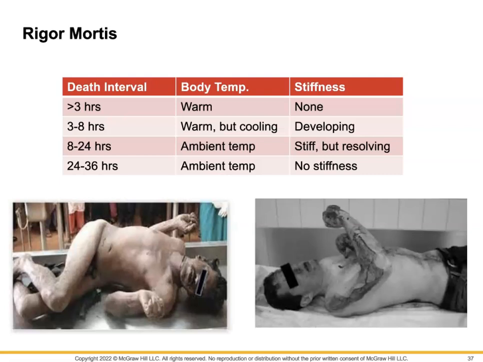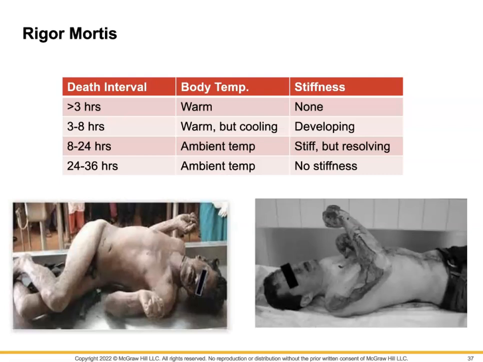It continues for somewhere around 15 to 24 hours depending on the conditions. Now, it does gradually disappear because there are lysosomal enzymes that will be released within the muscle fibers. That causes autolysis or self-destruction of those myofibrils. Now, forensic pathologists can use the development and resolution, or undoing, if you will, of rigor mortis to establish an approximate time of death. So resolution means rigor mortis has ended and the body goes back to not being stiff.